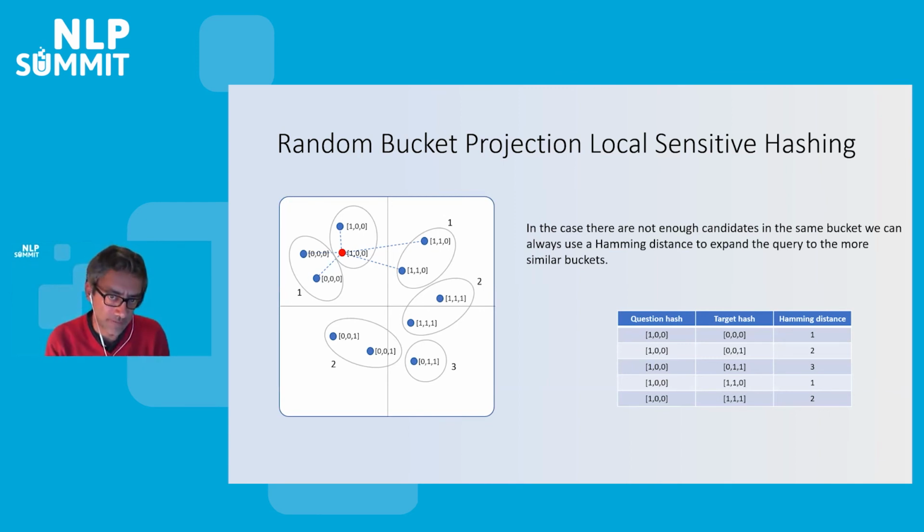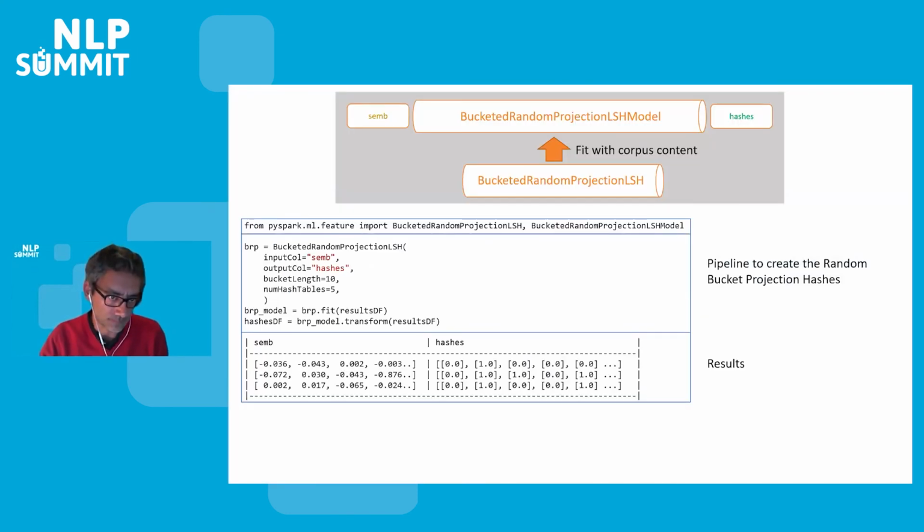This is an example of how this works in terms of Python code. You need to import this bucket random projection annotator and this bucket random projection model that is included in the Spark ML library, in this case PySpark.ml. And then you will basically get an instance of this class.